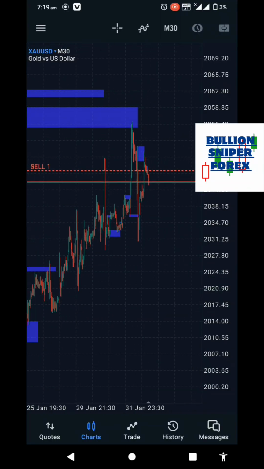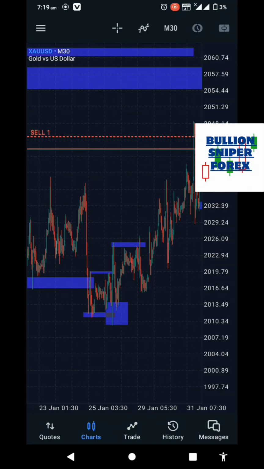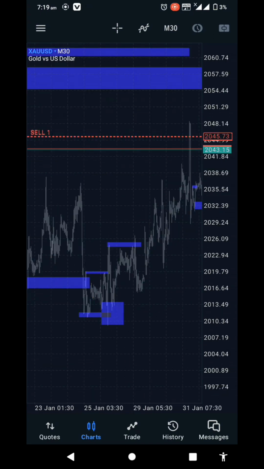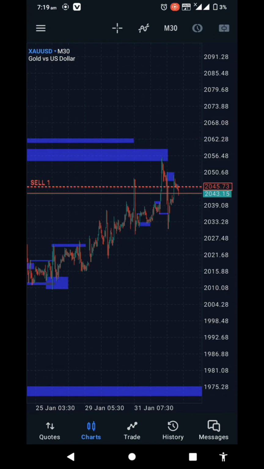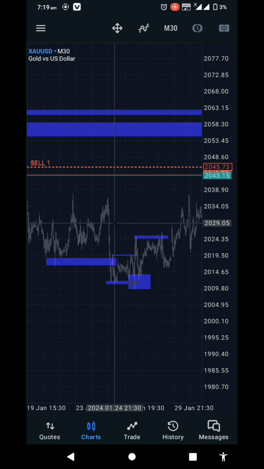Let me explain to you guys how I entered this trade. As you can see right now, this is actually in an uptrend. The market is creating higher highs and higher lows. This is on the higher time frame, the 15 minutes time frame that I'm using right now.